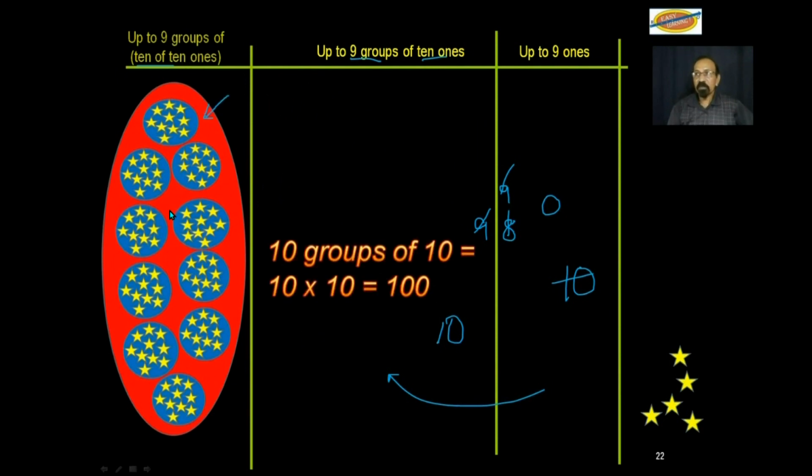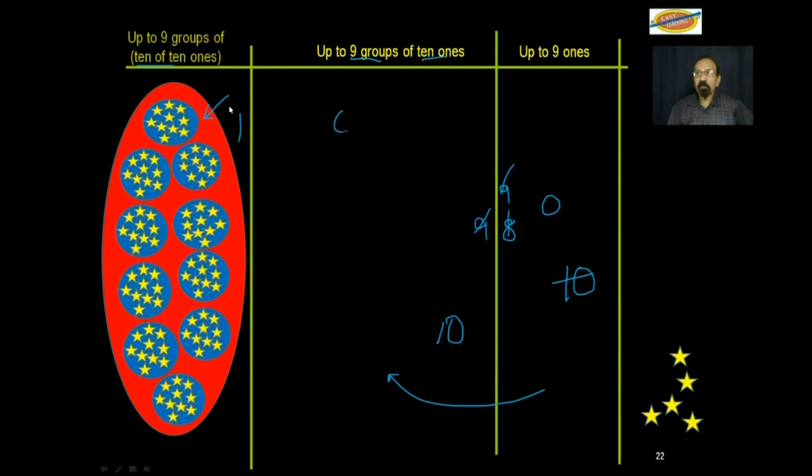Now, 10 of 10s would really be 100. So we now have one group of 10 of 10s, which is 100. We have no group of 10, and we have no ones. So this is what 100 means. One group of 10 of 10s, no 10s and no ones.